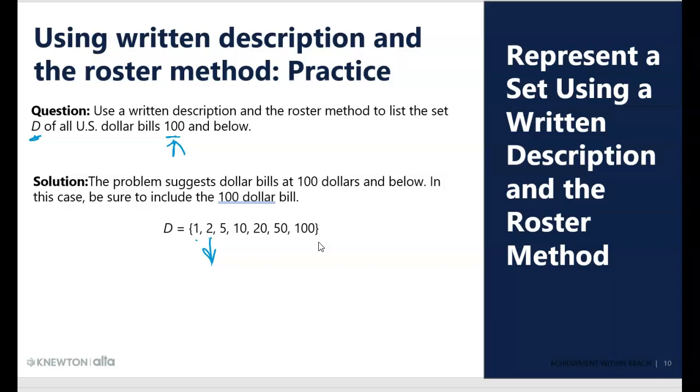If you just write 1, 2, 5, 10, 20, 50, 100, this is not a correct answer. Without the brackets, this is not roster method. And also it told you to list the set D, so you have to name the set D equals. So you have to be very specific about the details of your notation. That doesn't make this hard. It just means you have to be careful and practice it a little bit.